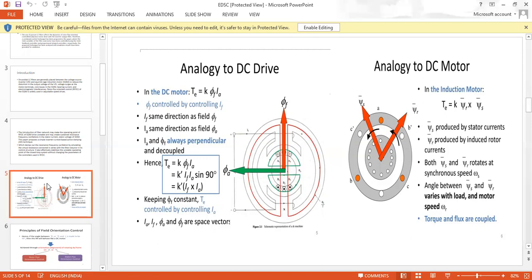Whereas the analogy to the DC motor, that of the induction motor, is T equals K psi R into psi S, where psi S is produced by stator currents and psi R is produced by induced rotor currents. Both psi S and psi R rotate at synchronous speed omega s, where the angle between psi S and psi R varies with load and motor speed. Torque and flux are coupled.